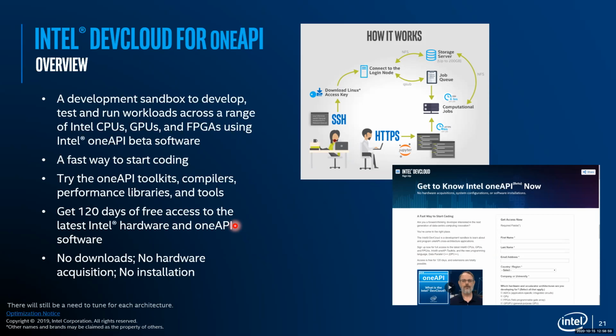You can try all the toolkits and compilers and performance libraries, and also you get like 120 days of free access. And if you got a good project, you can just talk to us, and potentially we can extend that access. So the key points here: there are no downloads, no hardware, no installation. Just immediately get going and start programming with OneAPI.